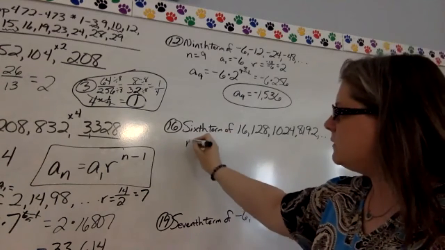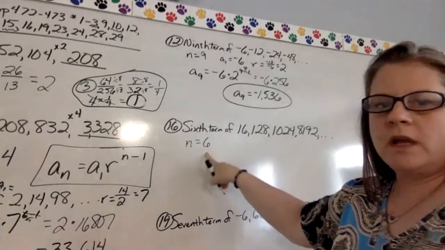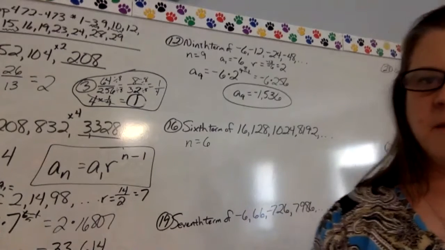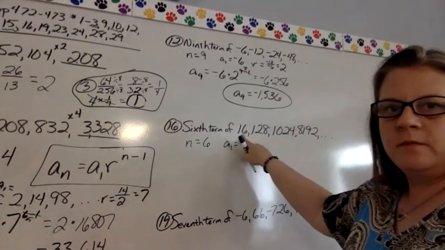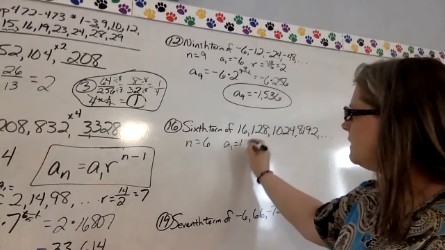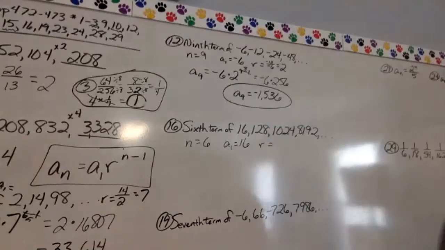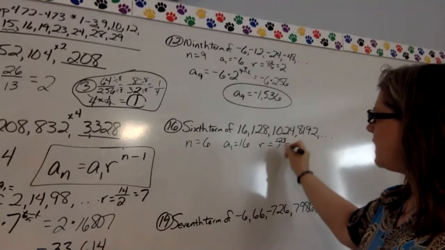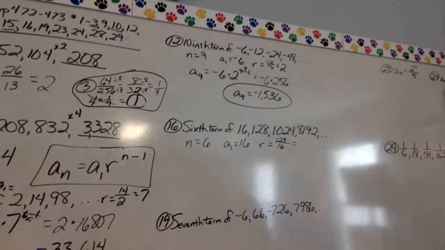Okay, so for number 16, we're looking for the 6th term. So my n is equal to 6. Whatever term you're looking for is your n value. Okay, so that's my n value. And then my A1, my first term, is the 16. And then I have to still find my common ratio. So to find my common ratio, remember you take the second term divided by the first term. So I'm taking 128 divided by 16.